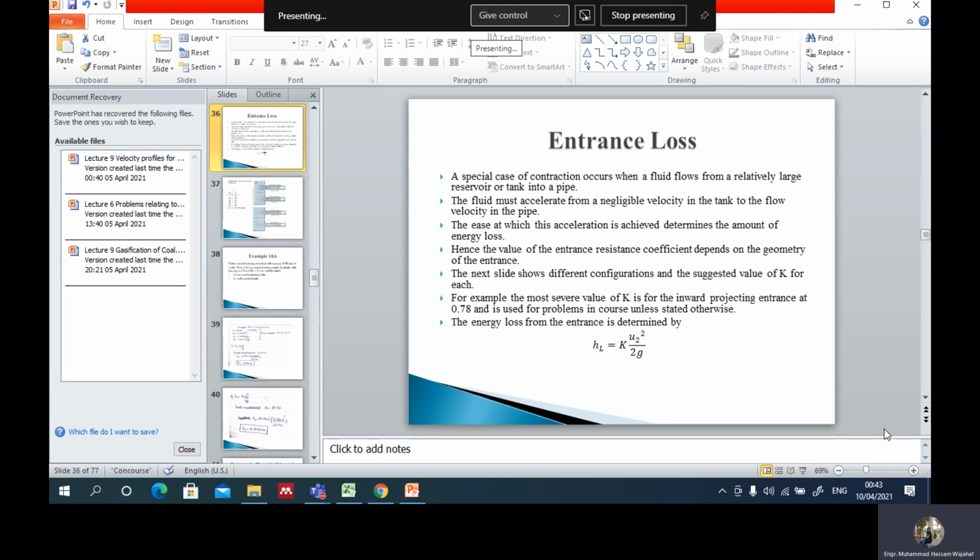The only thing that we need to keep in mind is जिस तरह exit loss के अंदर आपकी K की value 1 थी, there is no fixed value for K equal to 1 in entrance loss.